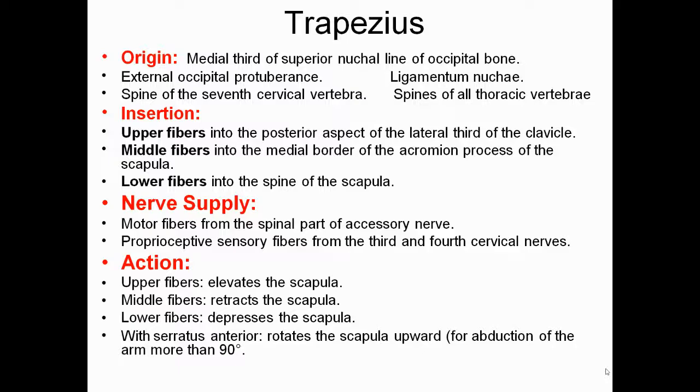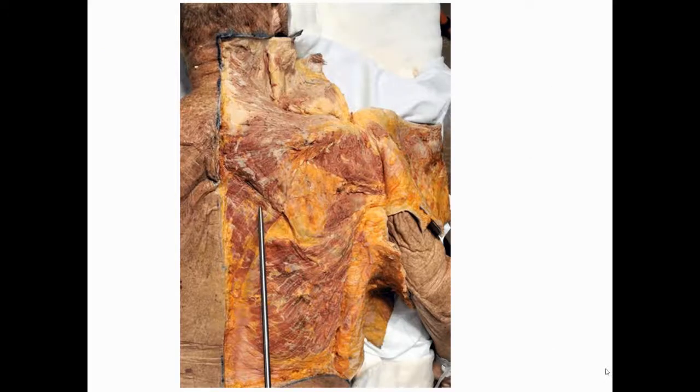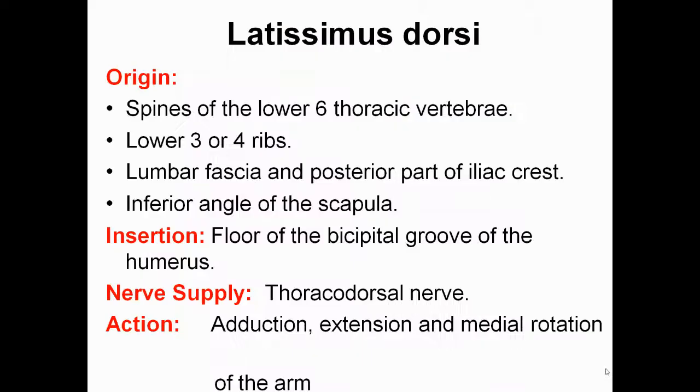Action: upper fibers elevate the scapula, middle fibers retract the scapula, and lower fibers depress the scapula, while serratus anterior rotates the scapula upward for abduction of the arm more than 90 degrees. So we can see here the trapezium shape of the trapezius muscle. This is the trapezius muscle.